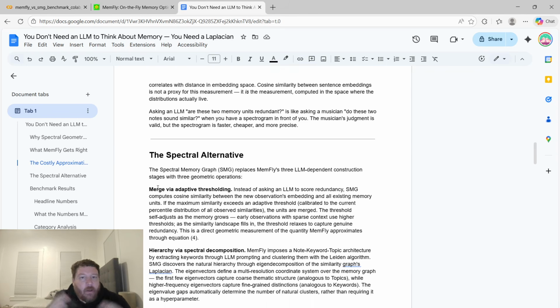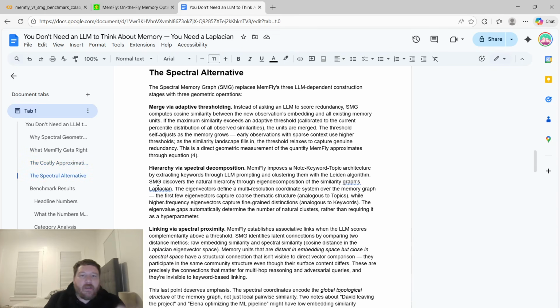Asking an LM, are these two memory units redundant, is like asking a musician, do these two notes sound similar? When you have a spectrogram in front of you, the musician's judgment is valid, but the spectrogram is faster, cheaper, and more precise. The spectral alternative, what our method does essentially compared to MemFly.